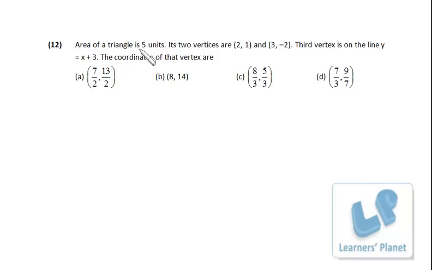Area of the triangle is 5 units. If two vertices are this and this, the third vertex is on the line y is equal to x plus 3.